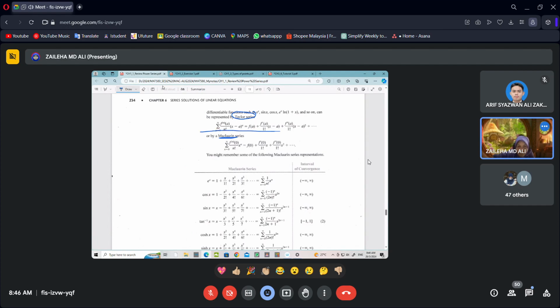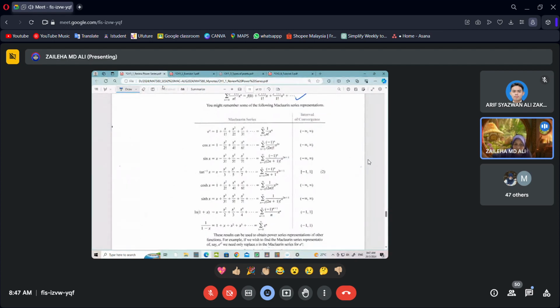So, for our syllabus, it is memadai. Cukup dengan hanya hafal this one. It is not given in the final exam. It's not given in the appendix. So, you need to memorize. So, it is enough to memorize Taylor series. Why? Because whenever you put 0, you're confirm akan dapat Maclaurin series.